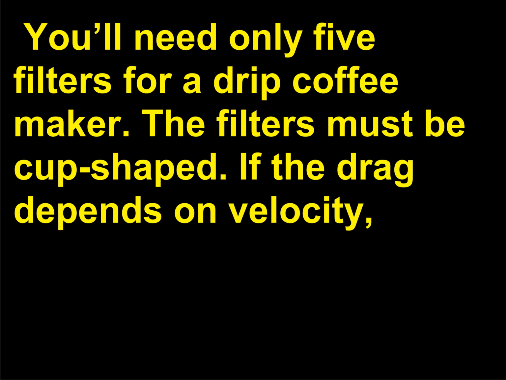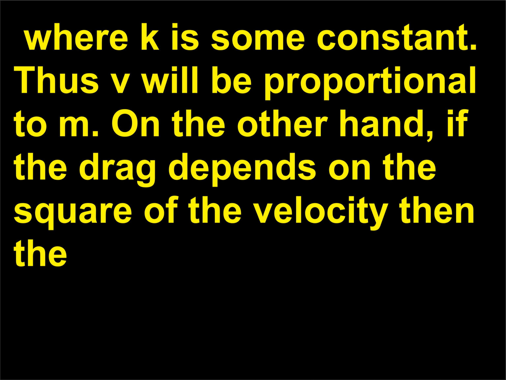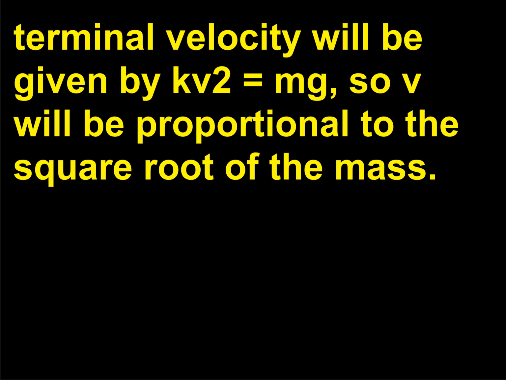If the drag depends on velocity, then the terminal velocity will be given by kv equals mg, where k is some constant. Thus v will be proportional to m. On the other hand, if the drag depends on the square of the velocity, then the terminal velocity will be given by kv² equals mg, so v will be proportional to the square root of the mass.